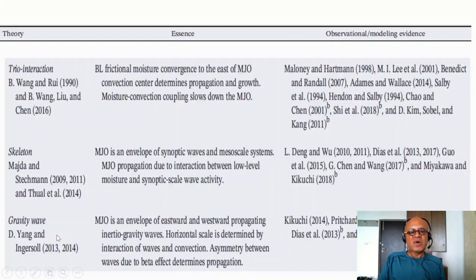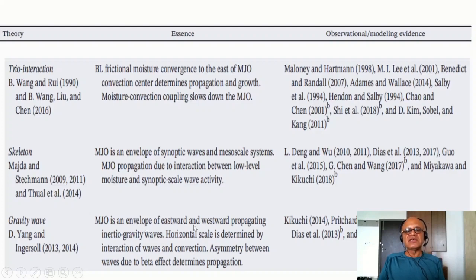The gravity wave model assumes that the MJO is an envelope of eastward and westward propagating inertiogravity waves. Remember the two-day westward propagating waves were the inertial gravity waves that we mentioned before with a forward tilt. This model doesn't require Rossby waves and Kelvin waves.